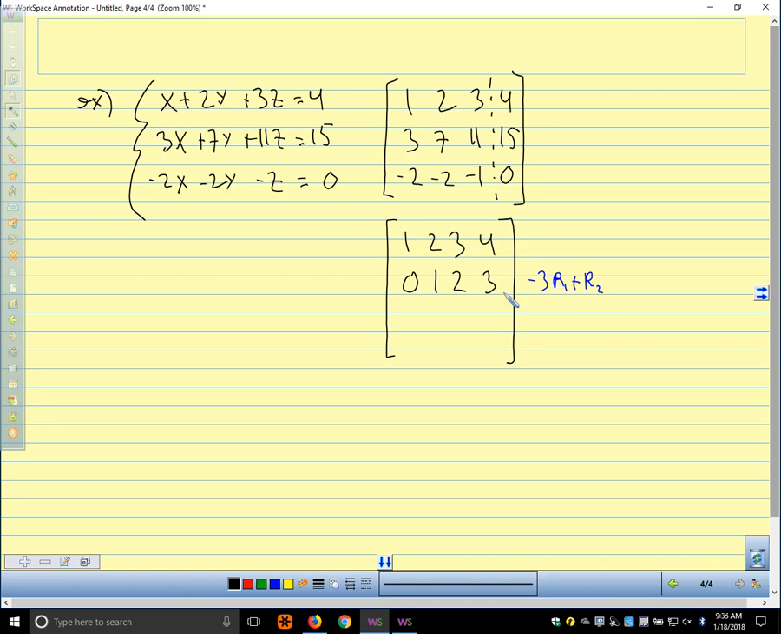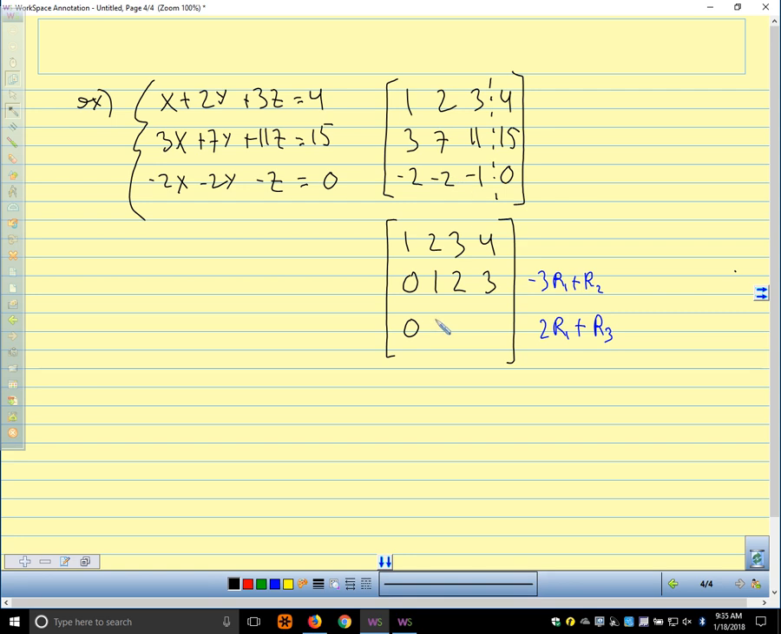Now I'm going to use the first row and the third row to get rid of that negative 2 in the first column of that third row. So what am I going to do for that one? Negative 2 times row 1 plus row 3. That's what I'm doing to get this new row 3. So when I do that, I get negative 2. It should be positive 2, right? Positive 2, so I get a 0 there.